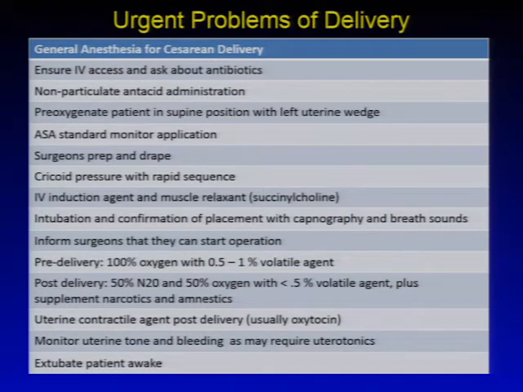Generally, one will deliver 100% oxygen with a small amount of volatile agent prior to delivery, and post-delivery give nitrous oxide with a very small amount of volatile agent so as not to contribute to uterine contractile difficulties, and administer oxytocin. One wants to monitor the uterine tone and bleeding and extubate the patient awake if at all possible.